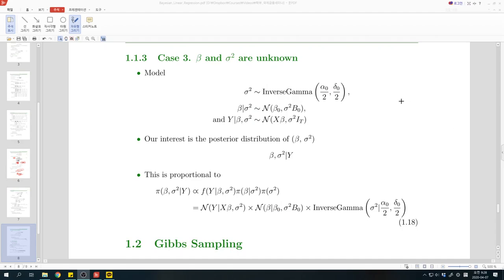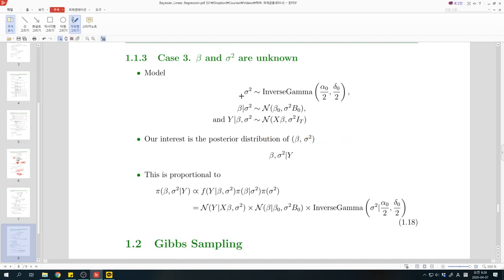Alright, so then finally, we try to estimate beta and sigma square jointly. Now beta and sigma square are both unknown. So this is our original model, right?